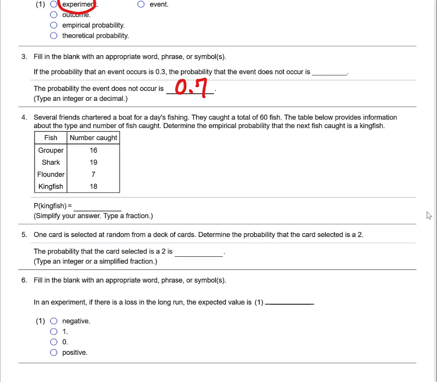Several friends chartered a boat for a day's fishing. They caught 60 fish. The table below provides information about the type and number of fish caught. Determine the empirical probability the next fish caught is a kingfish. So we see in the table there are 18 kingfish, and there were 60 fish caught altogether. And if we simplify that, we notice numerator and denominator are both divisible by 3, and we want a simplified fraction, by 6. So it's going to be 3 over 10.